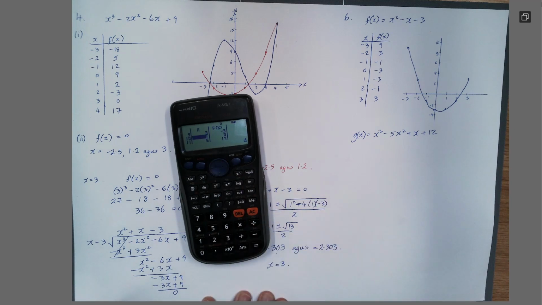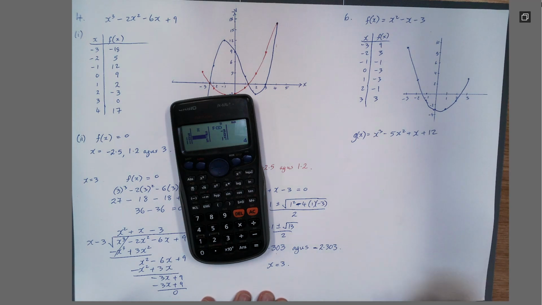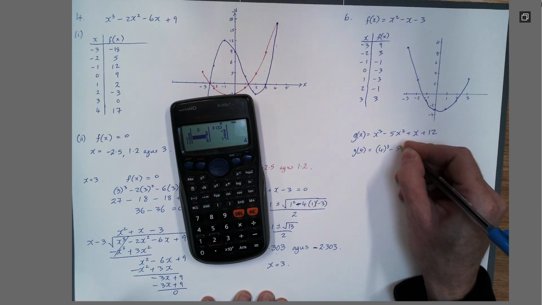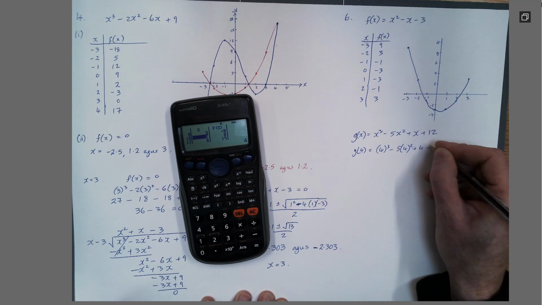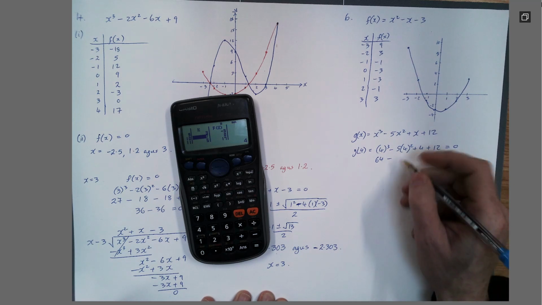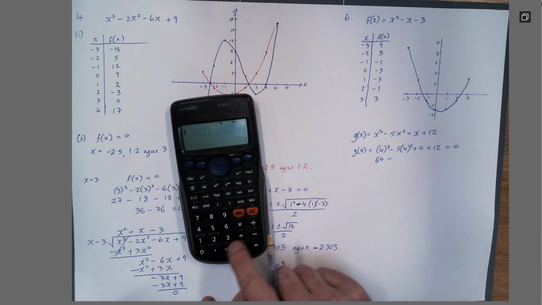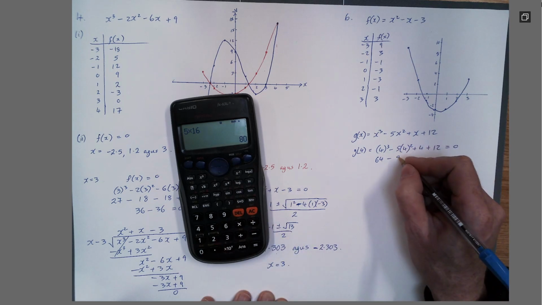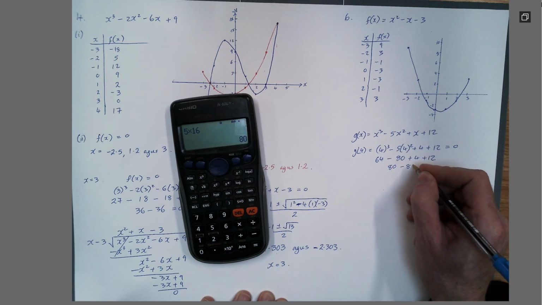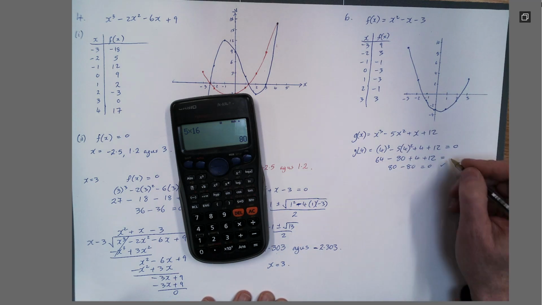Next, we guess the values: x equals 1, minus 1, 2, minus 2, 3, minus 3, 4. Test each one in g(x), which is x cubed minus 5x squared plus x plus 10, and see which one gives 0.